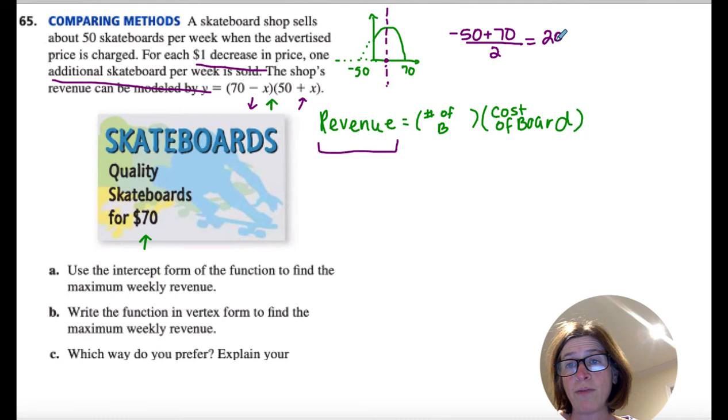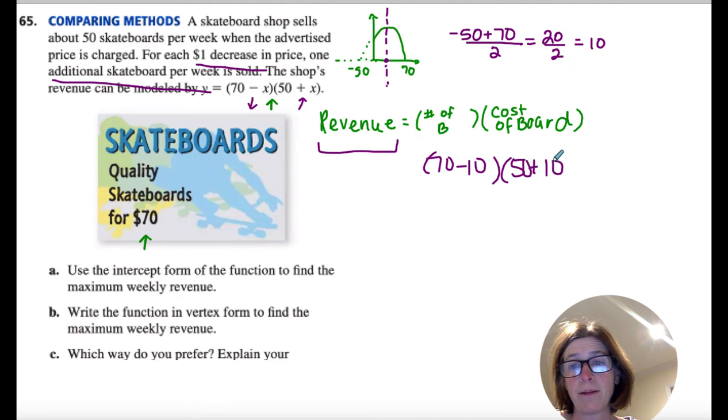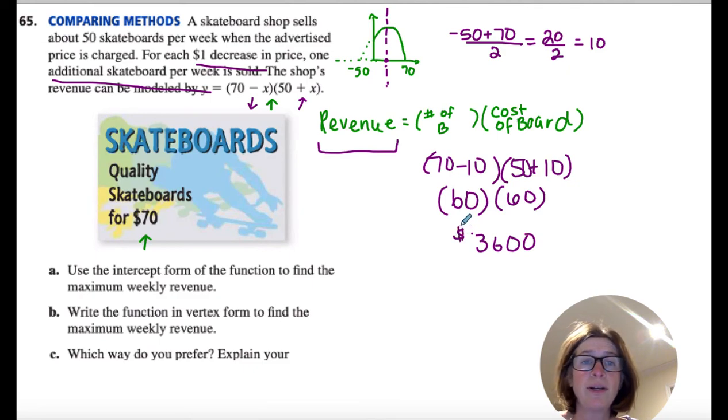So that would be 20 over 2, which would be 10. All right, so if I want to find the revenue, I would do (70 minus 10)(50 plus 10). So 60 times 60, which is 3,600. So the maximum revenue that the store will make is $3,600.